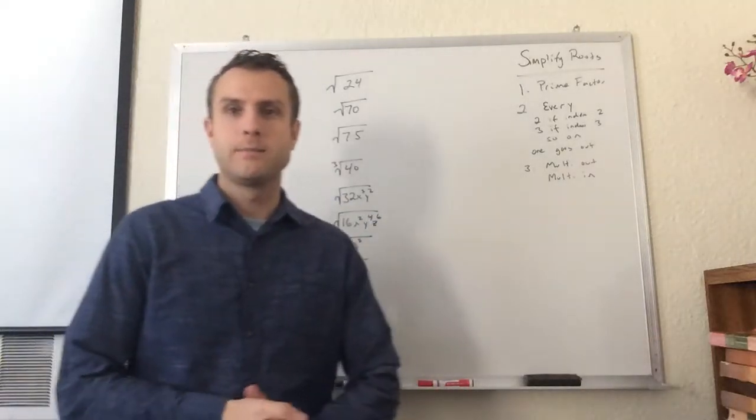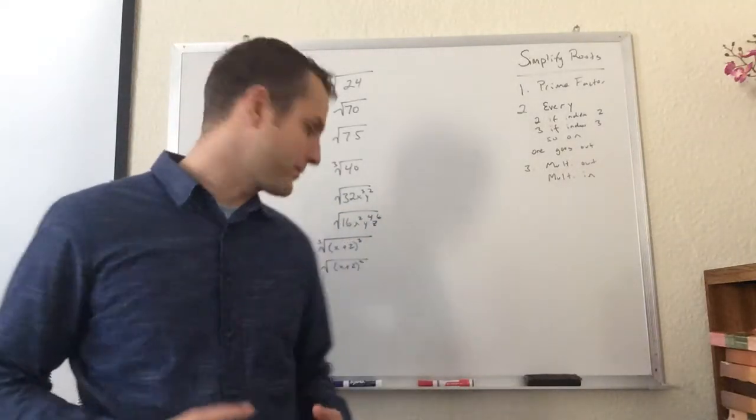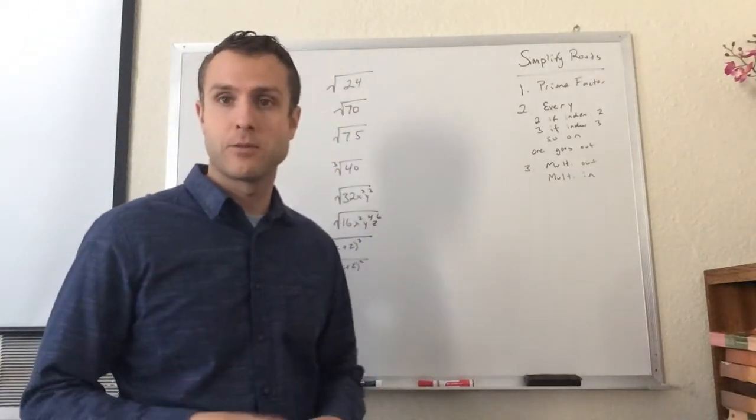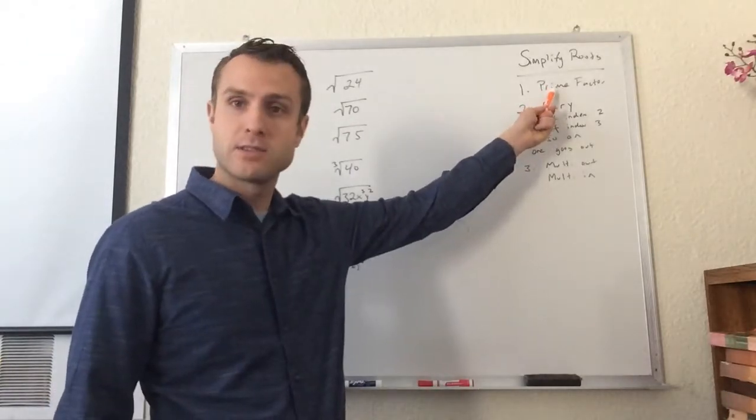All right, today we're going to be talking about lesson 11.2, which is how to simplify radicals. So when we're simplifying radicals, we have really several basic steps. Number one, you want to do prime factorization.